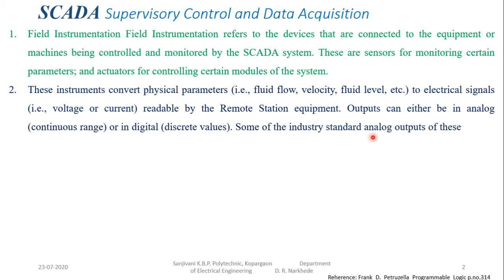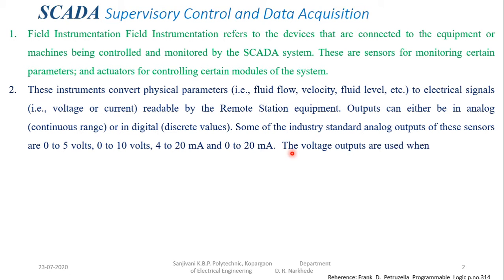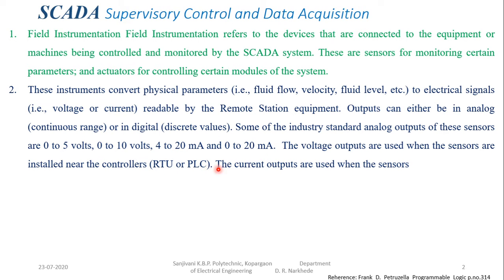Some of the industry standard analog outputs of these sensors are 0 to 5 volt, 0 to 10 volt, 4 to 20 milliampere, and 0 to 20 milliampere. Voltage outputs are used when the sensors are installed near the controller, that is the RTU or PLC. The current outputs are used when the sensors are located far from the controller.